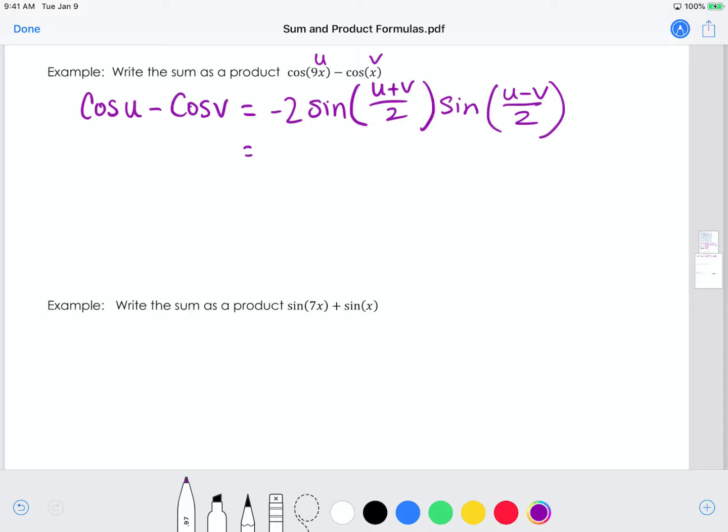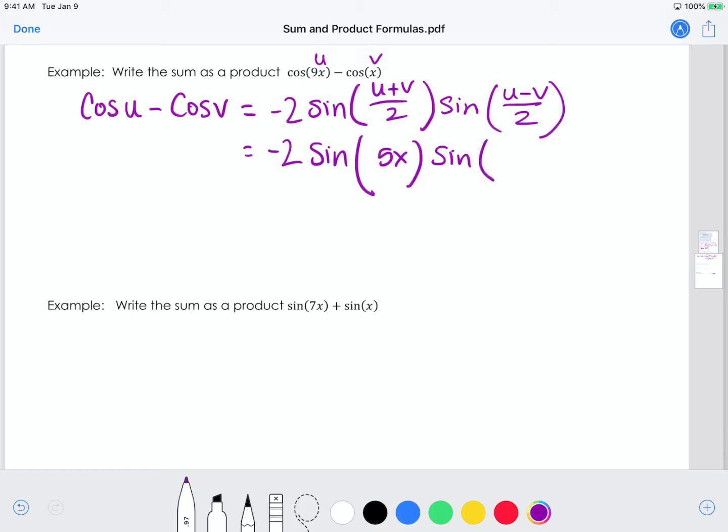we're going to rewrite cosine 9x minus cosine x as negative 2 sine of u plus v over 2. U is 9x, and when I add it to x, I get 10x. And then when I divide that by 2, I get 5x. So u plus v, 9x plus x, which is 10x, divided by 2 gives 5x.